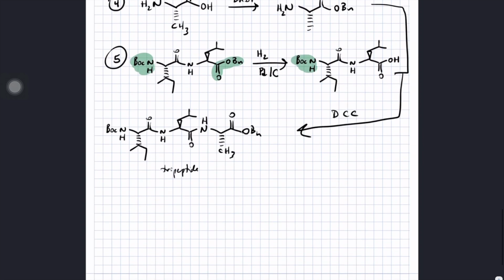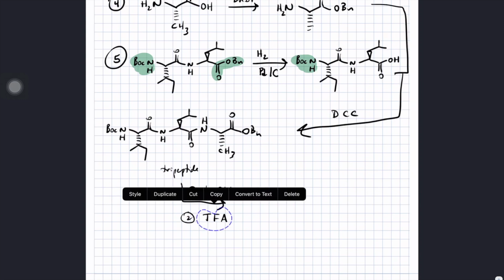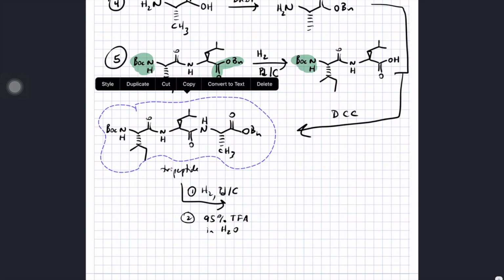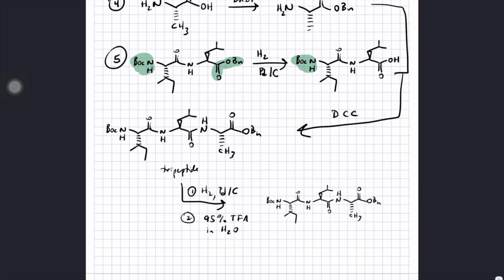And then, since in many cases for specific applications, and in particular natural product synthesis and making peptide drugs, often you don't want the protecting groups there in the end, we would need to do the benzyl ester hydrogenolysis and the TFA, the 95% TFA in water, and that will fully deprotect my peptide. There we go.